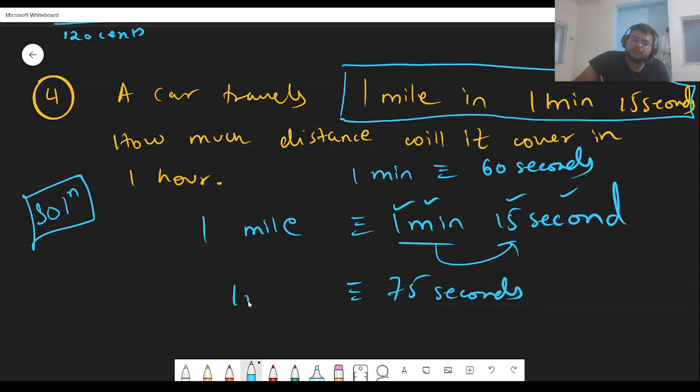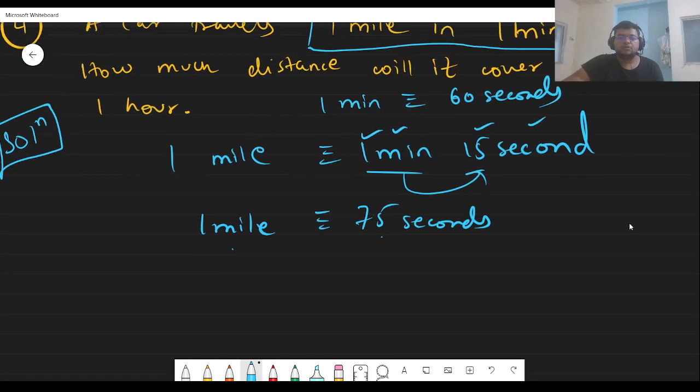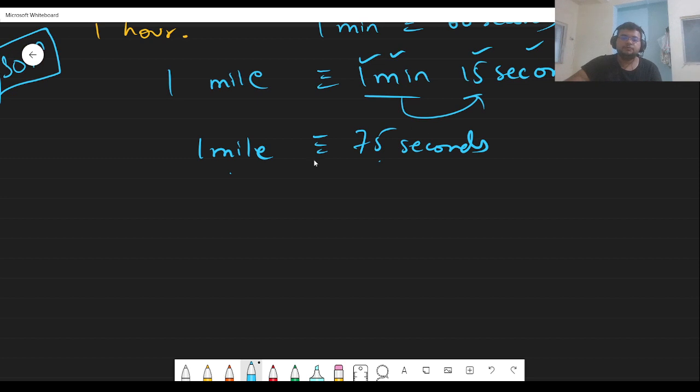I hope you are getting my point, because if you keep both minutes and seconds, you won't be able to operate or solve further. So we have to convert it either to minutes or to seconds. Fine. So 1 mile is traveled in 75 seconds. Now we can go further. It is asked, in 1 hour, how much distance is covered? Here our answer will be in miles.